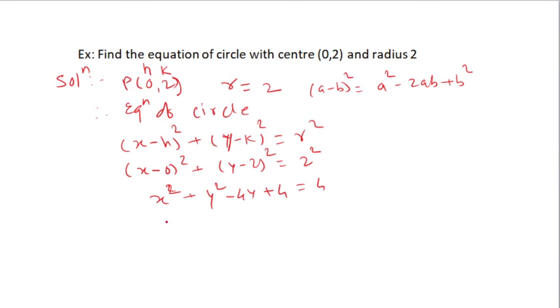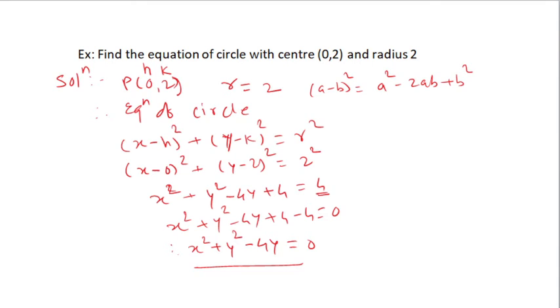Is it clear? This comes out as x square plus y square minus 4y plus 4 minus 4 is equal to 0. This plus 4 becomes minus 4 on the left hand side. Therefore 4 minus 4 is 0. Therefore the required equation is x square plus y square minus 4y is equal to 0. Is it clear? Students, this is a very simple question. Find the equation of circle with center (0, 2) and radius 2.